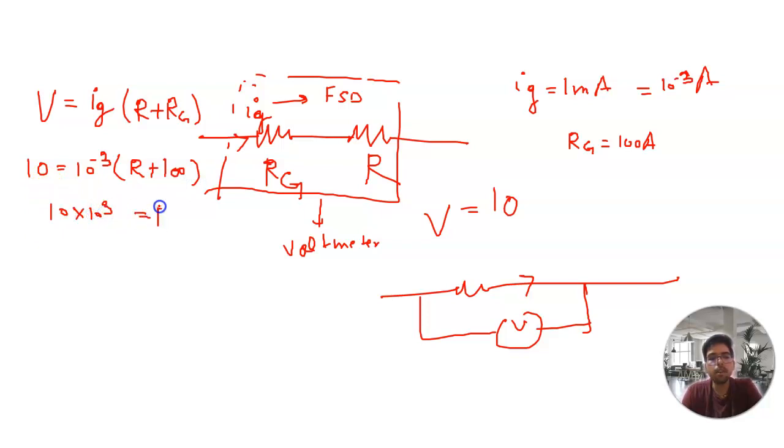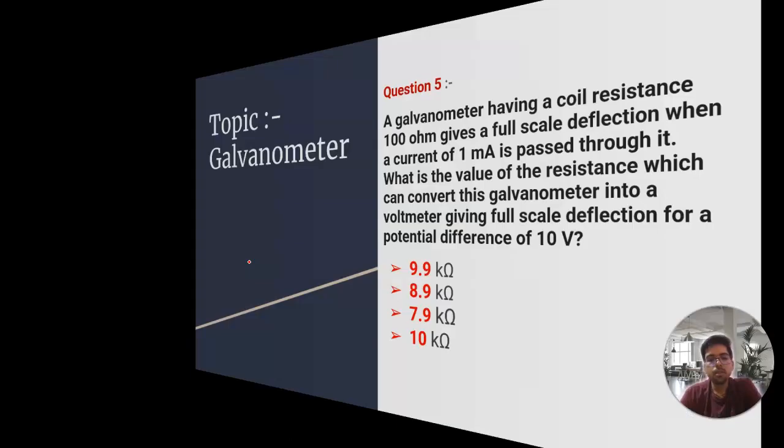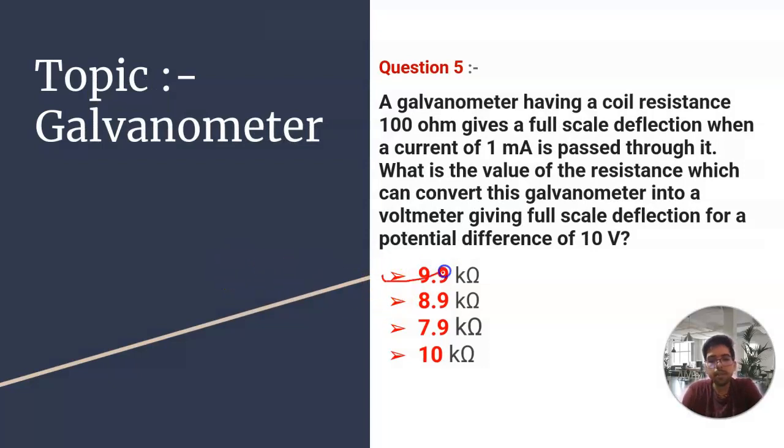Now this is 10 to the power 3. It will be R plus 100. 10 to the power 4 is how much? 10000. Can I say? So what should be the value of R? R comes out to be 9.9 kilo ohm. This is the answer. So the right answer is 9.9 kilo ohm. Moving to the next question.